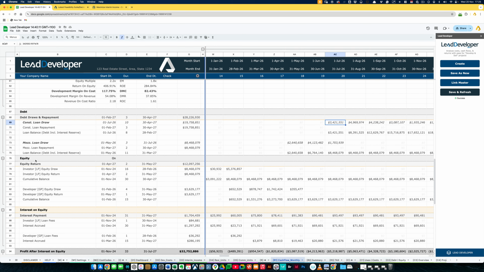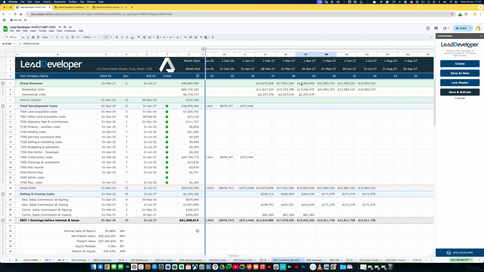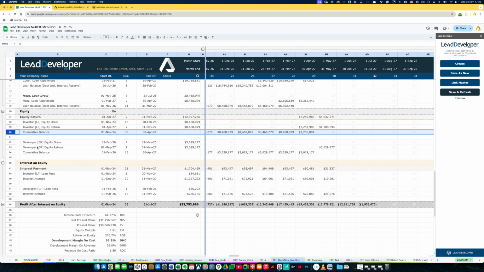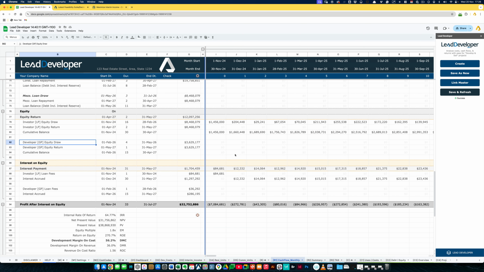When you've got your equity and equity return, we basically see when the equity draw happens, what is the return on equity, when is the equity actually returned back to the investor. So you'll see here, any money that came in, you'll see that the money starts coming in from these units in these months, and based on that, money is also returned back to investors, and that shows you their cumulative balance over here. And you've got your equity draw for the developer. This is for the investor, this is for the developer, and we maintain a different balance for each one of them, so that it shows very clearly when that money is drawn.